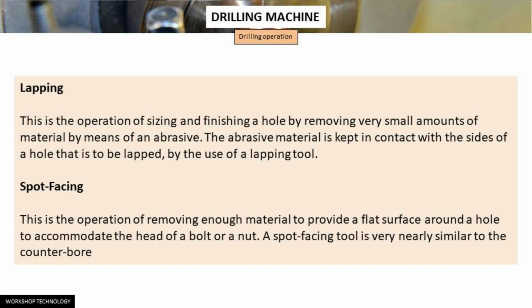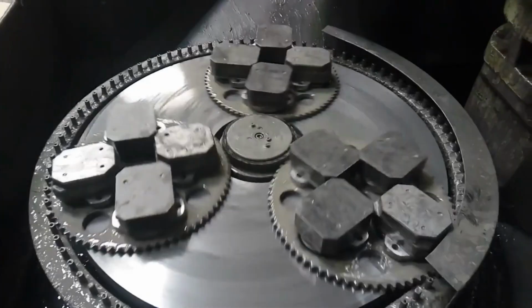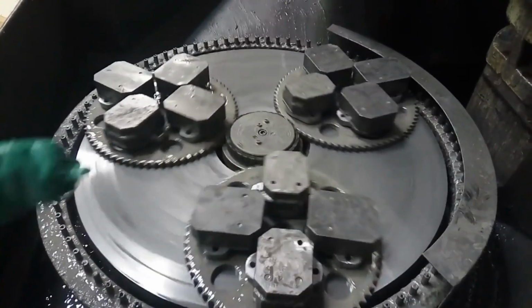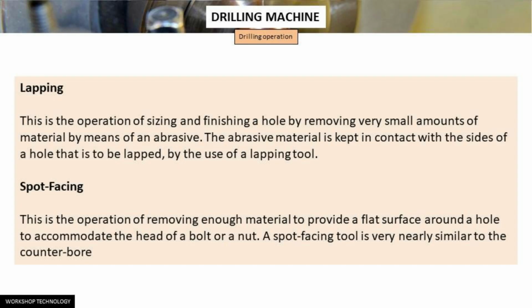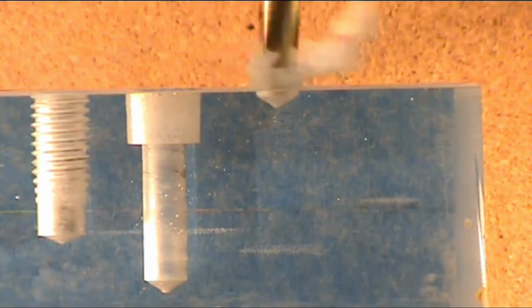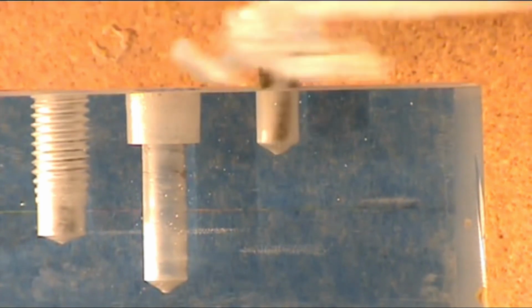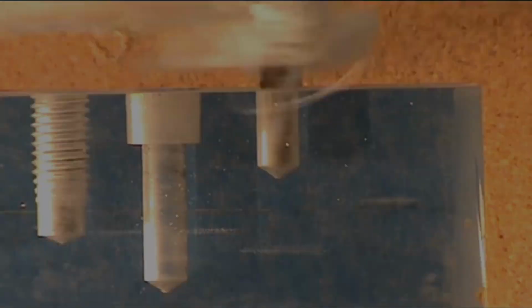Next we have lapping. Lapping is the operation of sizing and finishing a hole by removing a very small amount of material by means of an abrasive. Then we have spot facing. Spot facing is the operation of removing enough material to provide a flat surface around a hole to accommodate the head of a bolt or a nut.